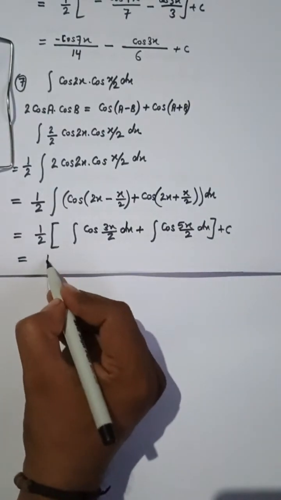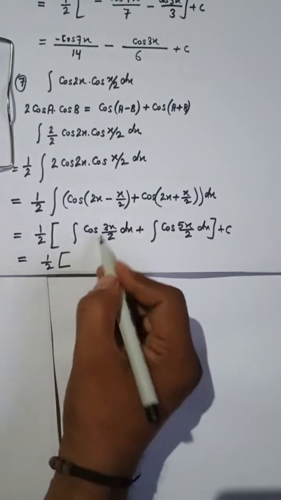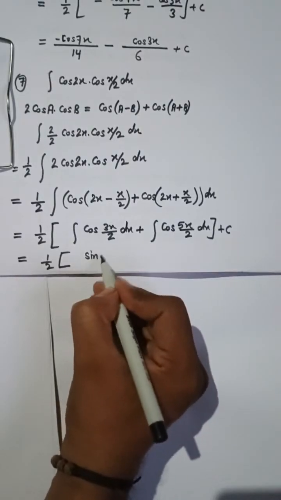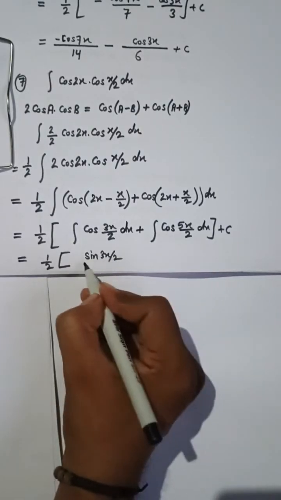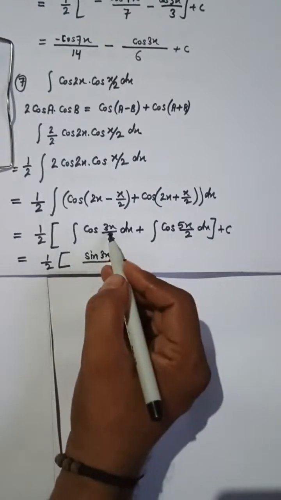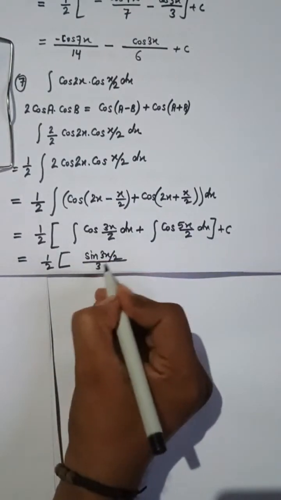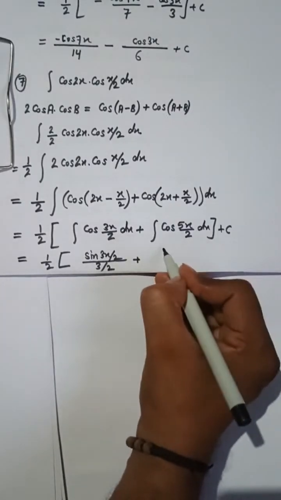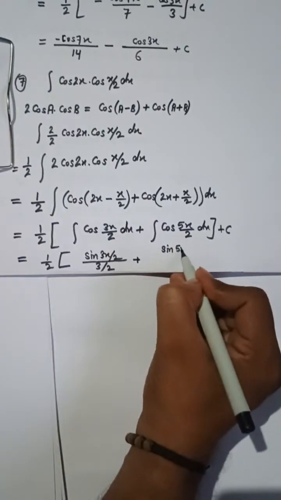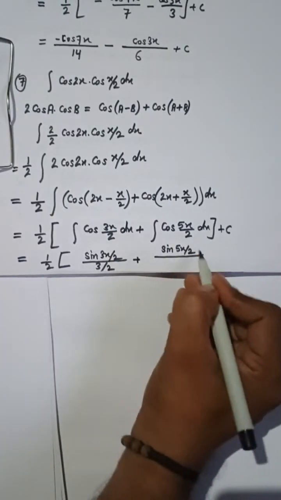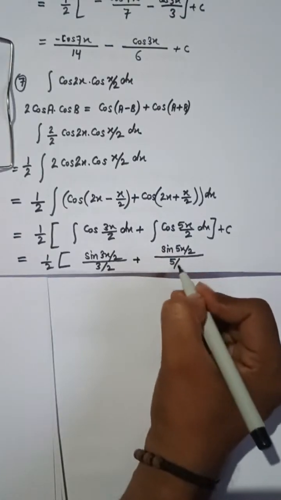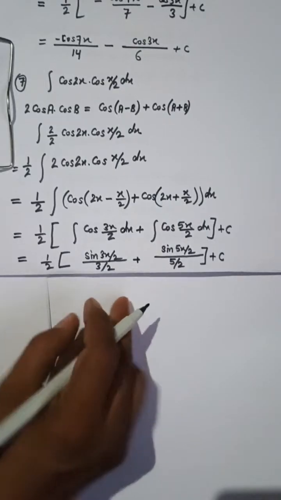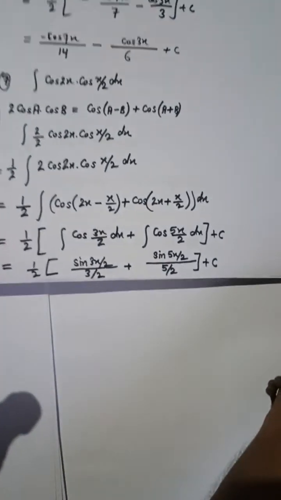So I can move ahead, 1 by 2, and the integration of cos 3x by 2 is giving us sine. So sine 3x by 2, and that will be divided by the coefficient of x, which is 3 by 2. So here we have 3 by 2, and then plus this will be sine 5x by 2, and the coefficient of x is 5 by 2. So I am writing here 5 by 2, then plus c. Okay, we'll move ahead here.